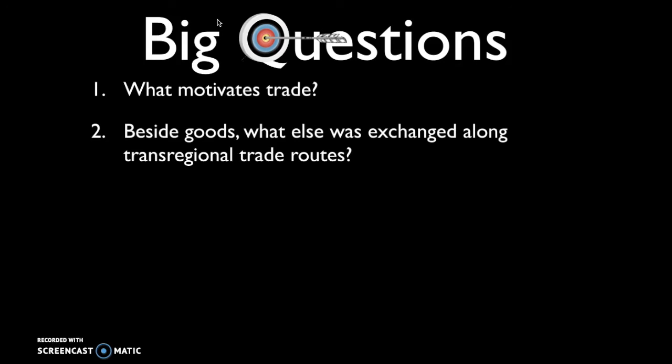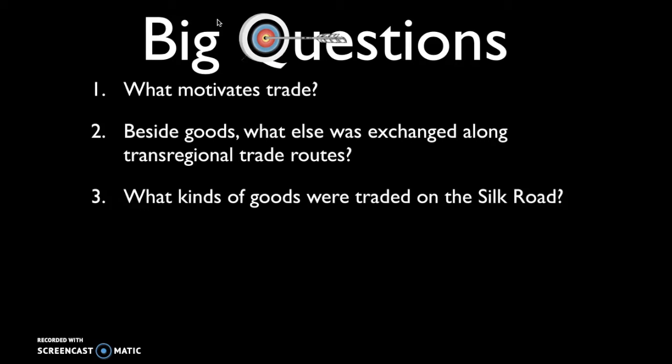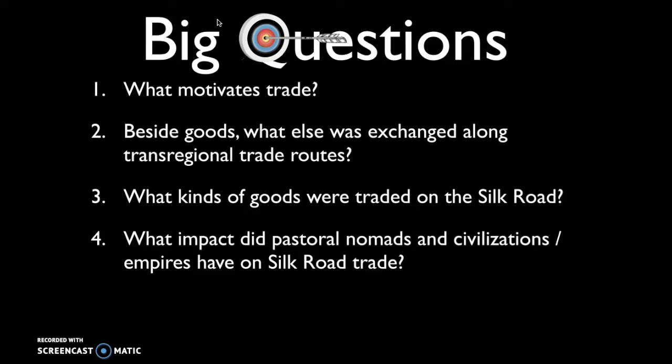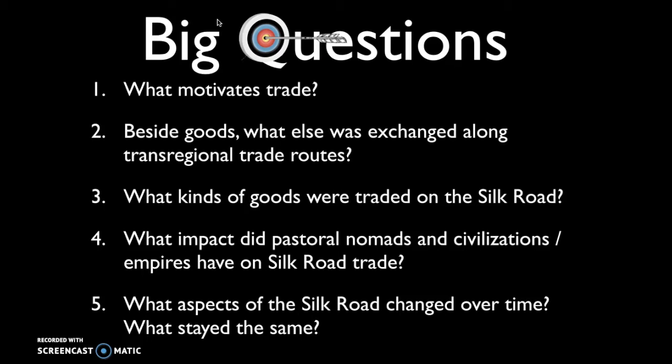So the big questions you should be able to answer after watching this video are: first, what motivates trade? Second, besides goods, what else was exchanged along trans-regional trade routes? Third, what kinds of goods were traded on the Silk Road? Fourth, what impact did pastoral nomadic people and civilizations and empires have on Silk Road trade respectively? And fifth, what aspects of the Silk Road changed over time and what stayed the same?